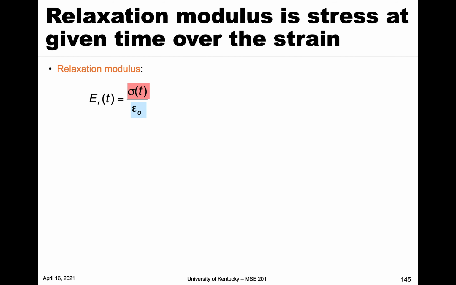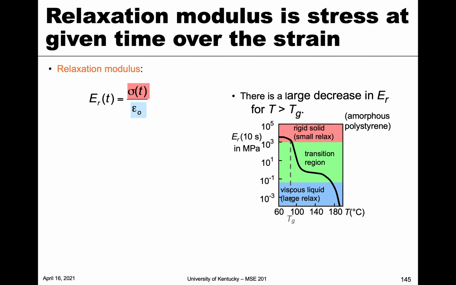All right, and so let's look a little bit more at this relaxation modulus. Typically, as you see here, the stress is at a given time, and this changes. So we have to impose a time for this to happen. And so here you see in this plot it says the relaxation modulus for 10 seconds. So we look at what the value would be in stress at 10 seconds. So you have to define a time for this property.